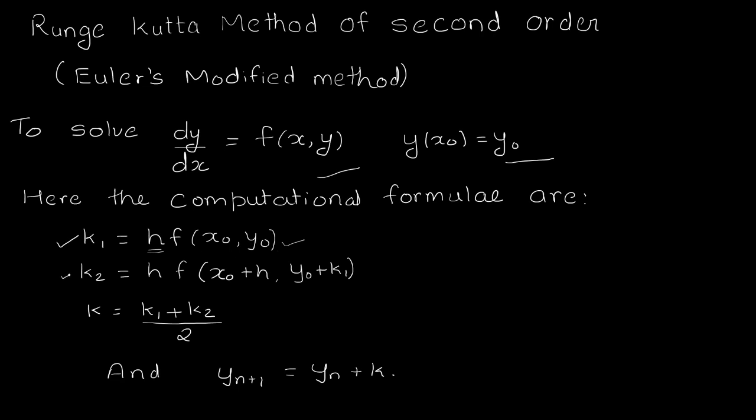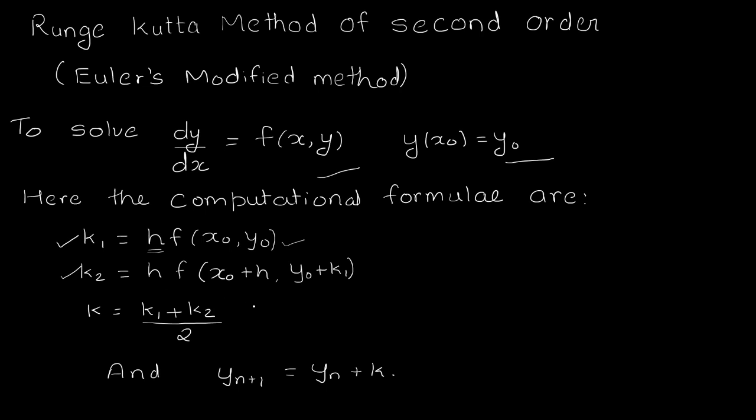Once k1 has been found, you have to go for k2. k2 is given by h times f of x naught plus h comma y naught plus k1. So this k1 value which you get here, first you have to substitute here, y naught plus k1. And f of x naught plus h comma y naught plus k1, the f value you know, which is given by this. So in this way you will calculate k2.